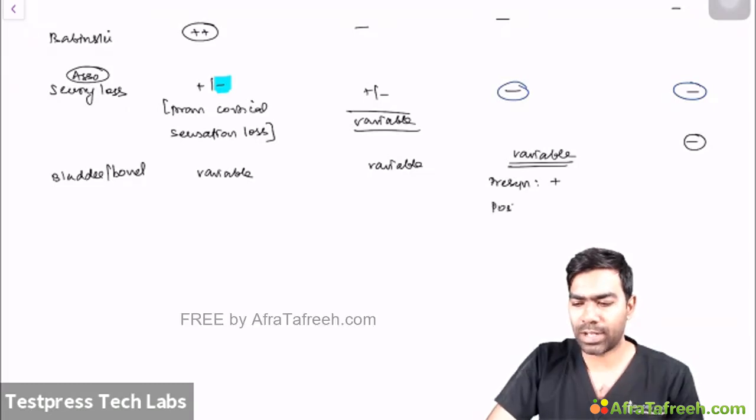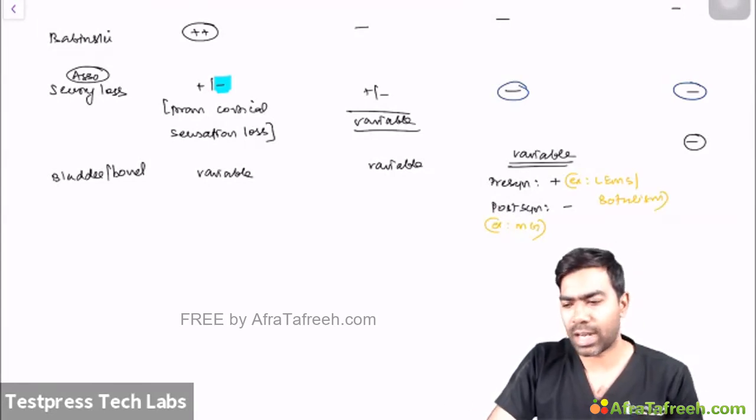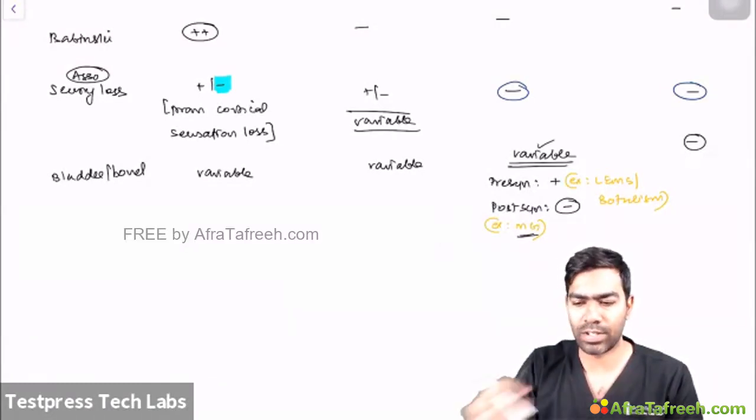In a postsynaptic disease, it will not be there. For example, the best example of a postsynaptic disease is myasthenia gravis. The best examples of a presynaptic disease are Lambert-Eaton myasthenic syndrome and botulism. In botulism and Lambert-Eaton myasthenic syndrome, bladder and bowel involvement can be there. But in postsynaptic disorders like myasthenia gravis, bladder and bowel involvement will not be there. So that's why I told you it is variable.